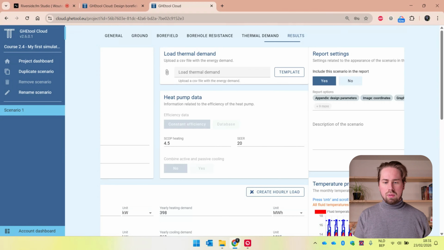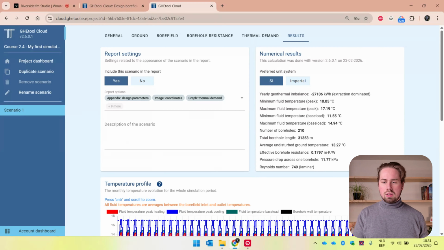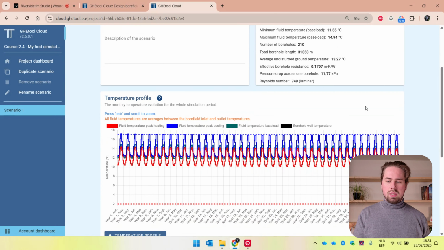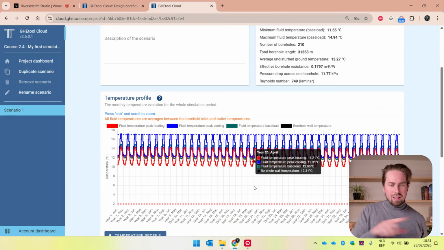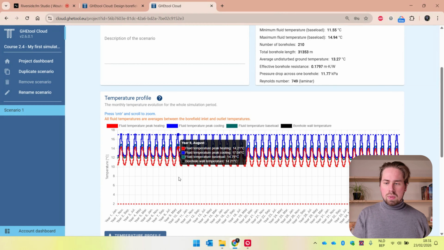And in just a couple of seconds, we will have our results. So here we see our minimum and our maximum temperature in both peak and base load. Now, as we said before, some countries also have legislation related to base load temperatures, which is visible here. We have our average undisturbed ground temperature of 13.27 degrees Celsius. We have a certain effective borehole thermal resistance and a certain Reynolds number. And here you can clearly see our temperature profile. So for 40 years, quite a lot of seasonal variety, but we see some imbalance.